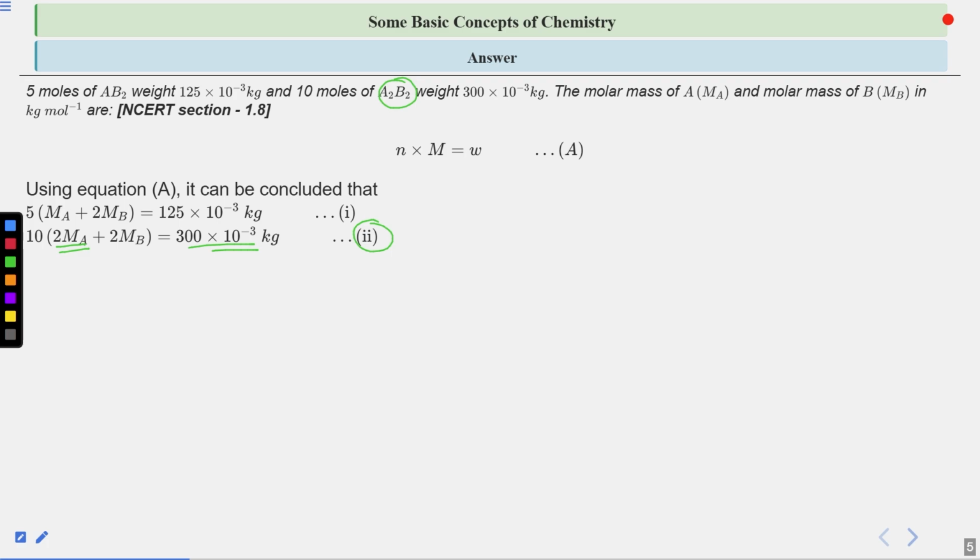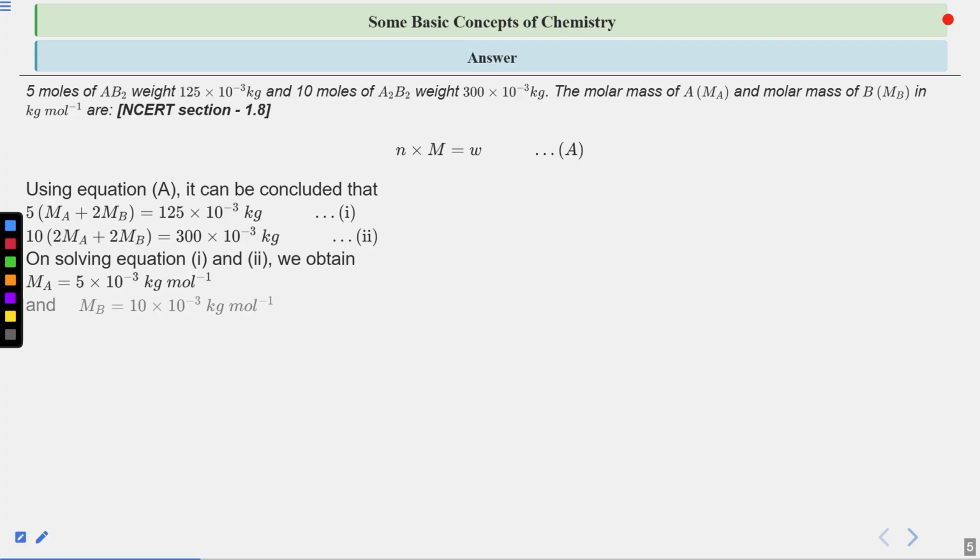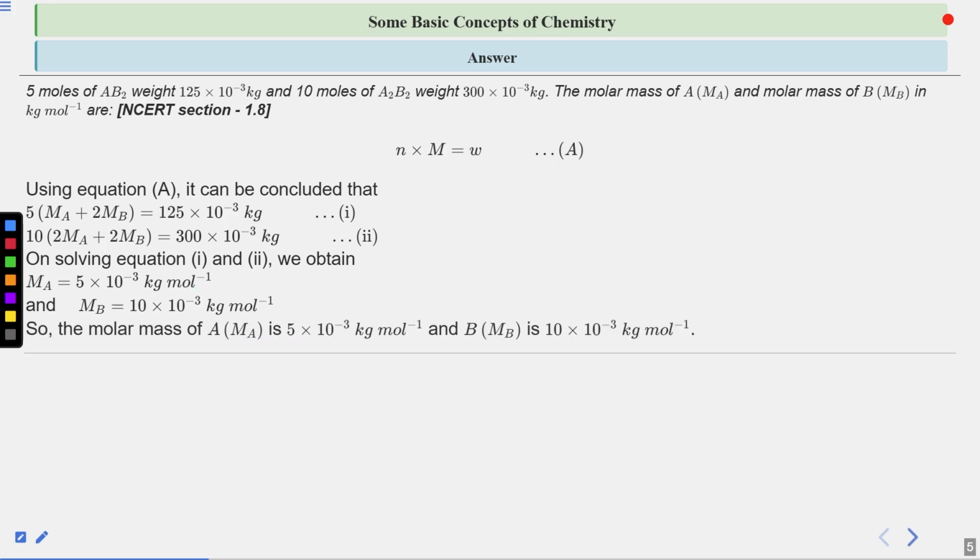I hope you are getting this. Now moving on further. If we solve equation 1 and equation 2, what will we get? We will get molar mass of A as 5 into 10 to the power minus 3 kg per mole and molar mass of B as 10 into 10 to the power minus 3 kg per mole. So this will also be in kg per mole and this will also be in kg per mole. Therefore, your correct answer will be D.